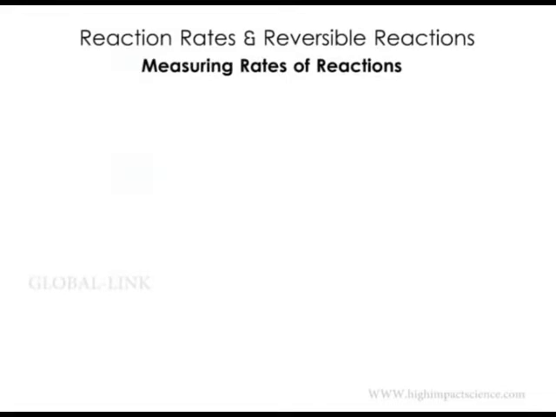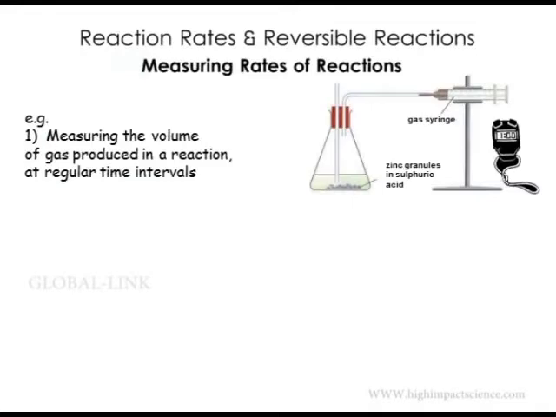There are a couple of experiments we can perform to measure the rate of a reaction, depending on what we can observe during the reaction that we can easily measure. For example, we can measure the volume of a gas produced in a reaction at regular time intervals. We could, for example, note the readings on the gas syringe every 5 seconds after the reaction started.